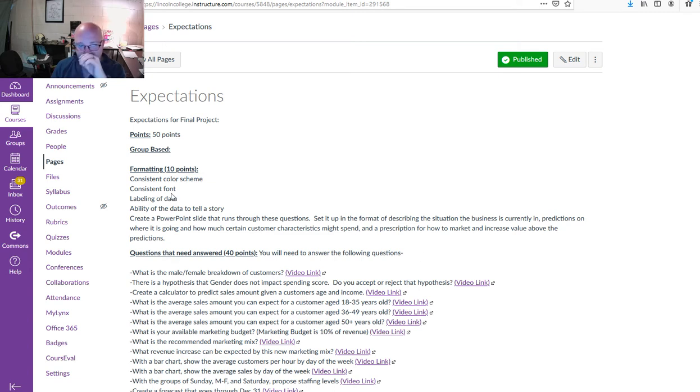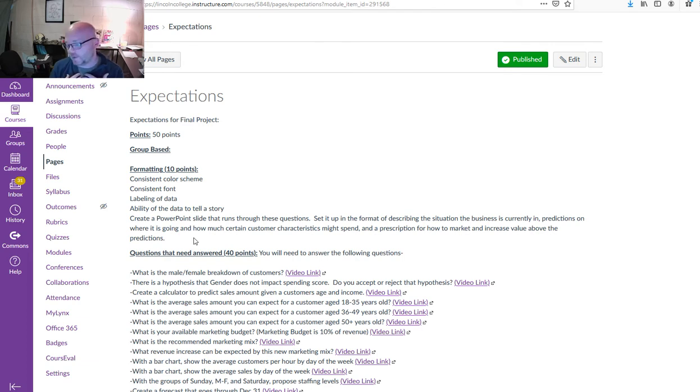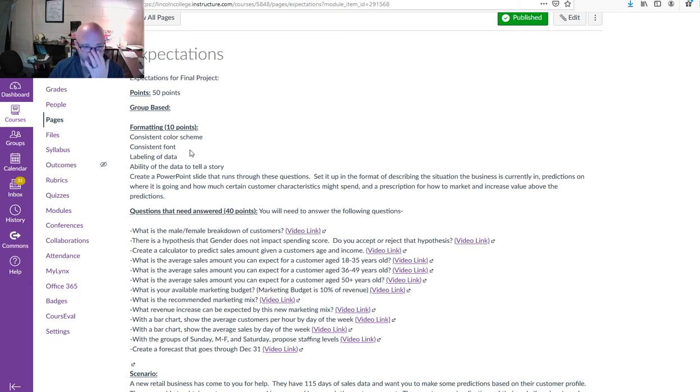So I have the expectations here. Formatting is 10 points, and questions that need answered is 40. The reason formatting is important is because this will be as if you are presenting it to a group, and if you mess something up with the formatting, it's very obvious and very bad. So I wanted to put a good weight on that. I'm looking for consistent font, good labeling of data, and a consistent color scheme, and if you're working together, you'll have to work together to make sure you're not losing points on that.